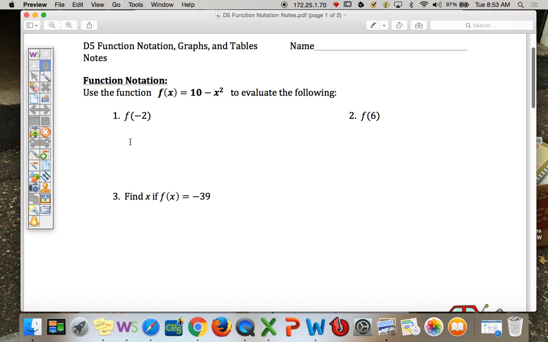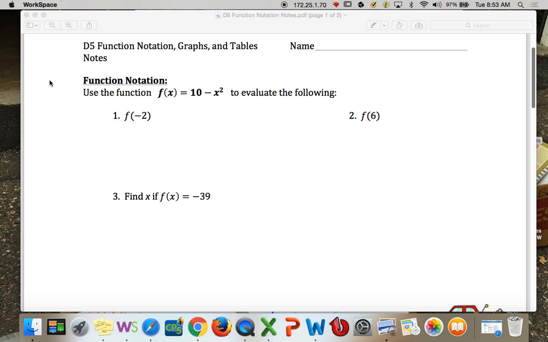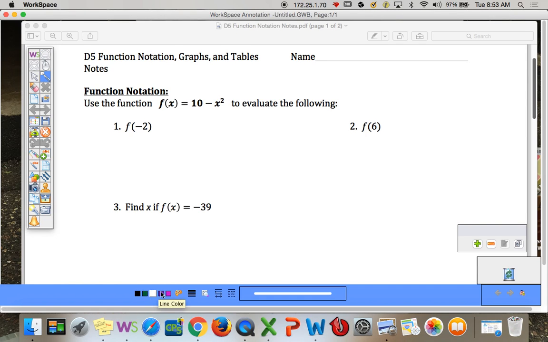Function notation. We're going to also look at functions in graphs and tables. So to review function notation, f of x is just another way to write y equals. So again, f of x is the same as y equals. We've seen that in our calculators, f1 of x, and then we type in the equation.